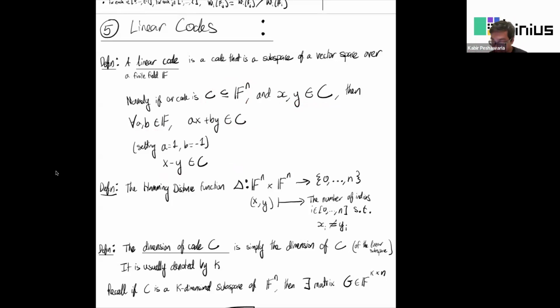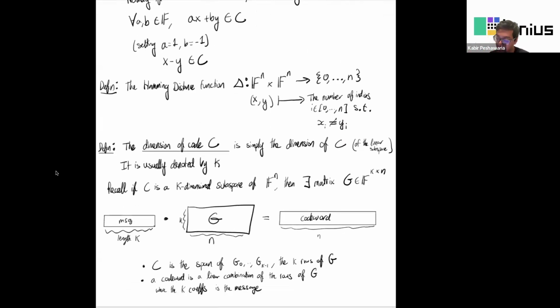Another definition: the Hamming distance function takes as input two words of length n, and it returns a value from 0 to n inclusive, which is just the number of positions where those two length n vectors disagree. The dimension of a code C is simply the dimension of C viewed as a linear subspace, and it's usually denoted by K.